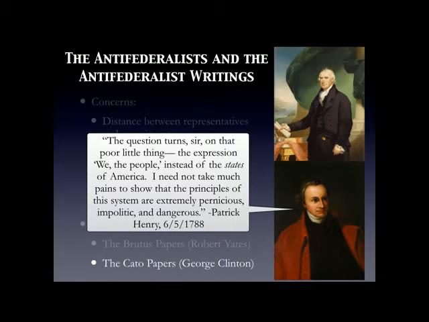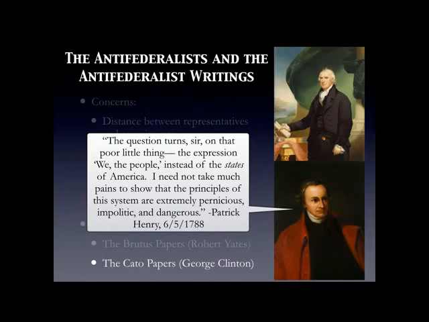The question turns, sir, on that poor little thing, the expression, we the people, instead of the states of America. I need not take much pains to show that the principles of this system are extremely pernicious, impolitic, and dangerous.